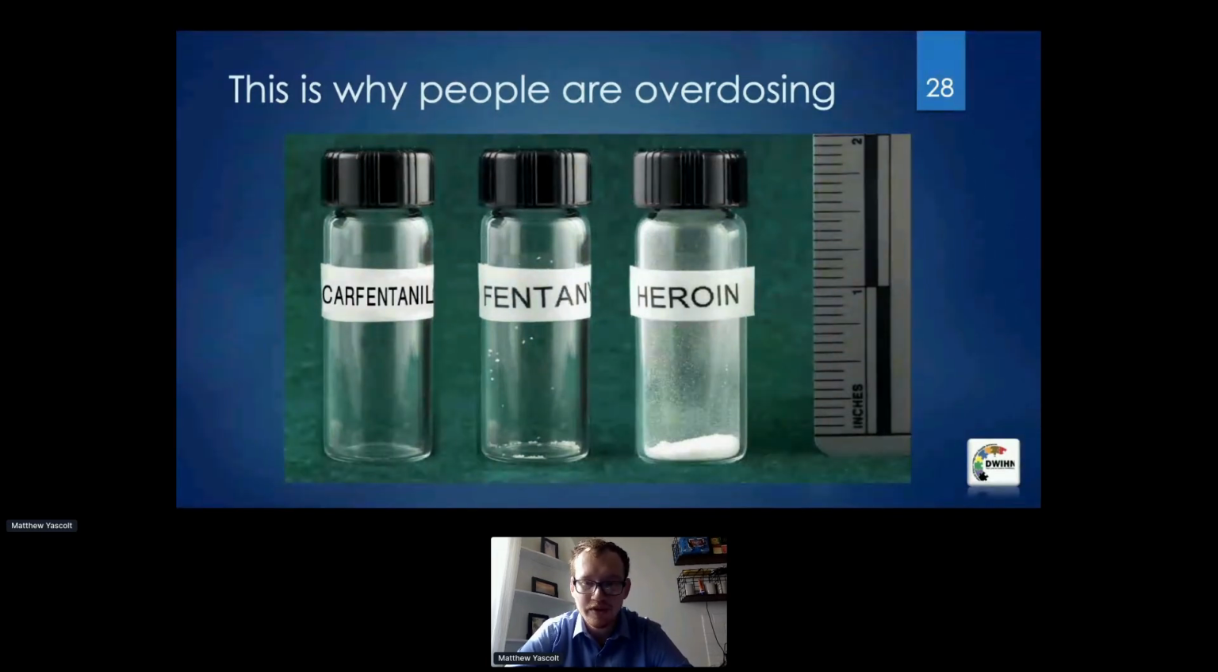You can see a little ruler in this image as well. So it takes a very small amount of heroin even to put an individual into an overdose state. An even smaller amount of fentanyl and a minuscule amount of carfentanil.